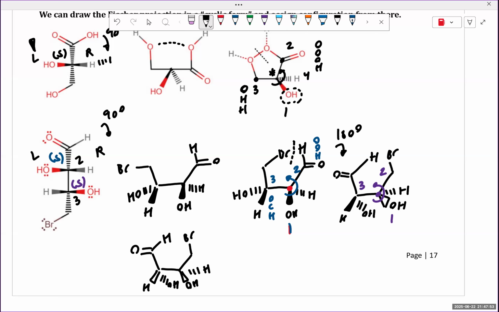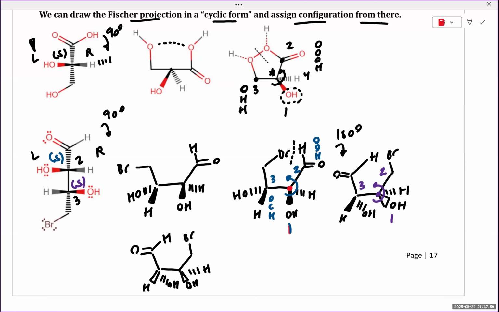So there are many methods to redraw Fischer projections. These are all of the methods I've found that students prefer to use and gravitate towards, and that are pretty efficient for assigning configurations when you're given the Fischer projection.